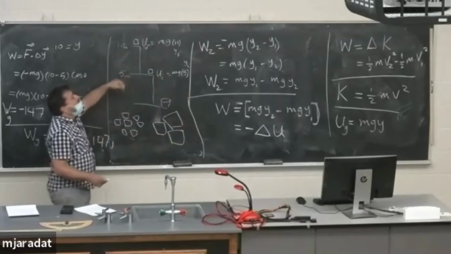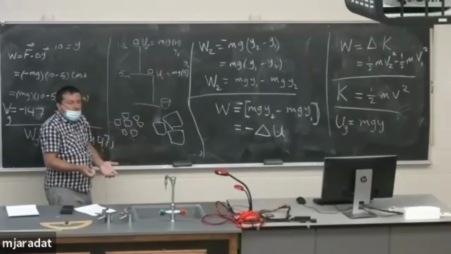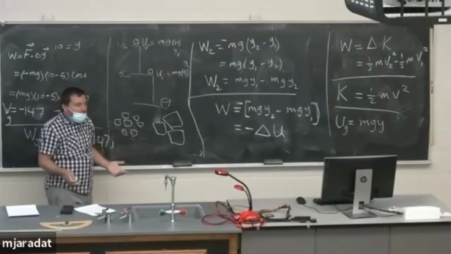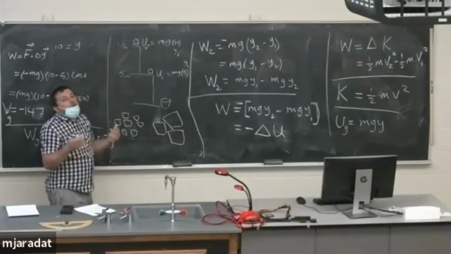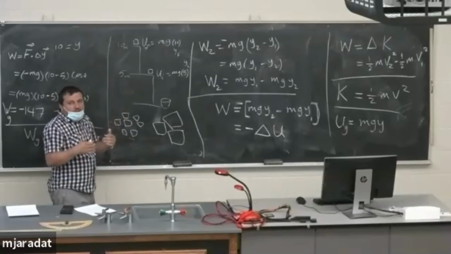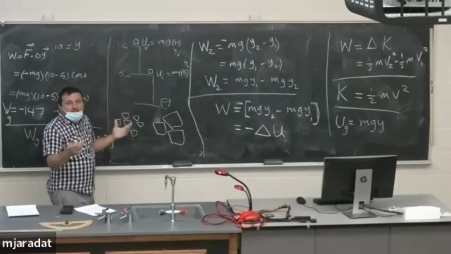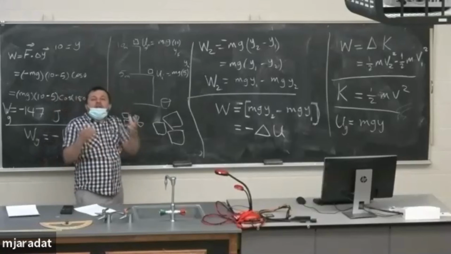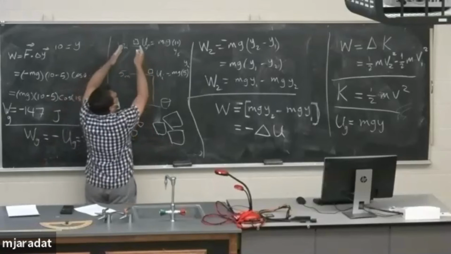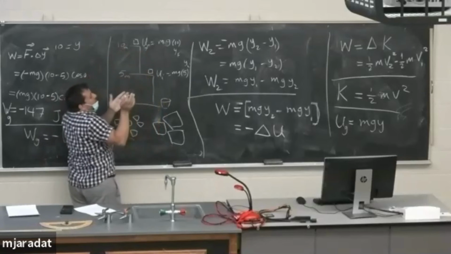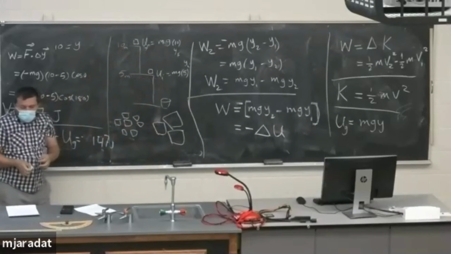Because of that, the object at 10 meters contains larger energy. Why? Because of its position. The phrase because of its position, or because of its situation, gives us the name potential energy. It is a potential energy because of its position here. It's another potential energy because of its position here. Okay?